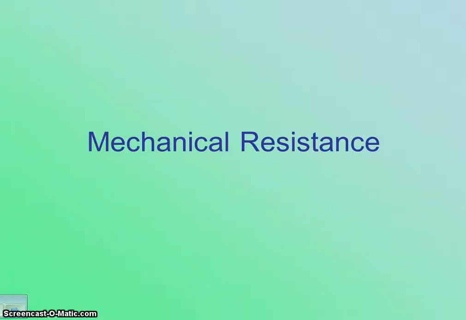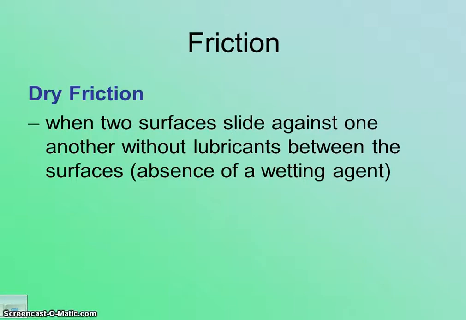Mechanical resistance. This is Unit 4. Alright, friction. We're talking about friction. They describe it as dry friction when you have two surfaces that slide against one another. That's why, like in your car, you have to use oil, the lubricants. It helps to reduce the friction between the moving parts. Sometimes they refer to that as a wetting agent.